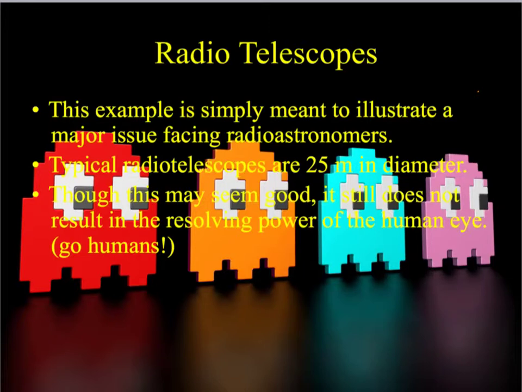And this also comes into play when we use, as we mentioned, both telescopes and microscopes as we try and look at things that are very, very far away and things that are very, very small. Your typical radio telescope is about 25 meters in diameter. And the reason for this is because of the wavelength of radio waves.